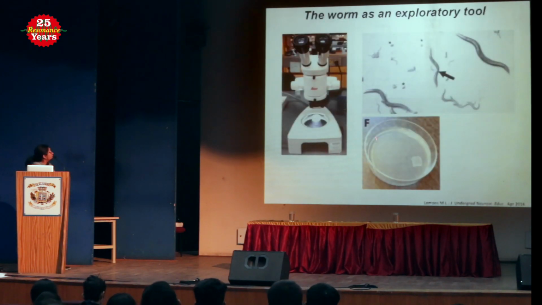elegans, all you need is a plate which has agarose like any other bacterial plate. You need some bacteria because worms feed on bacteria. And you need a microscope which has light at the bottom and light at the top, which will allow you to see these worms.